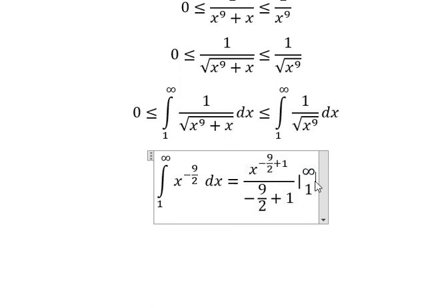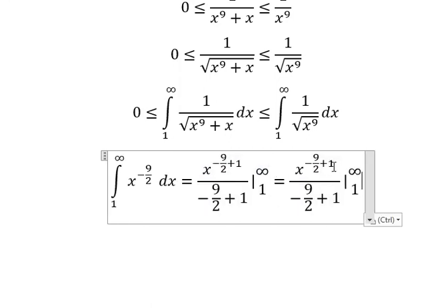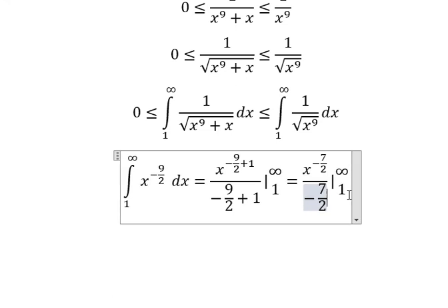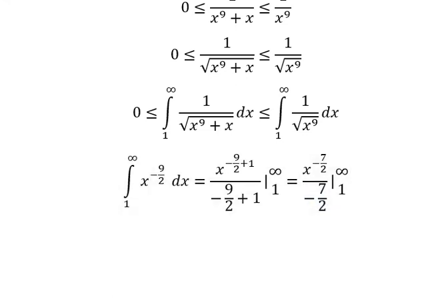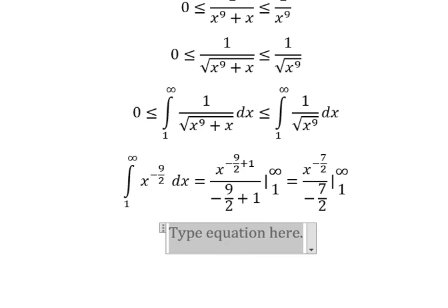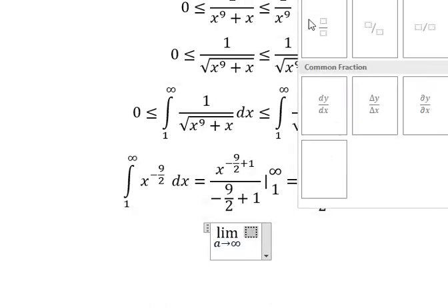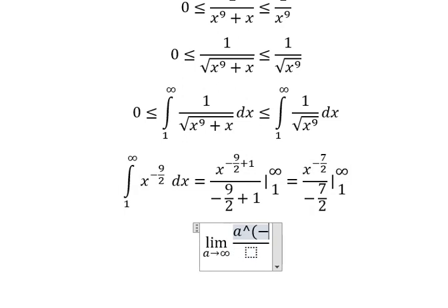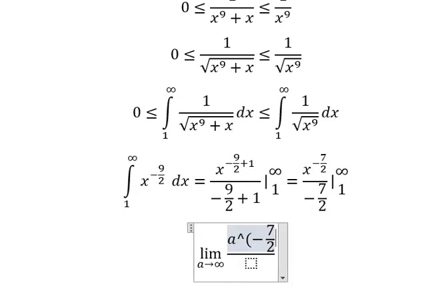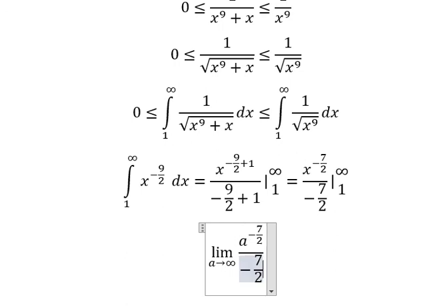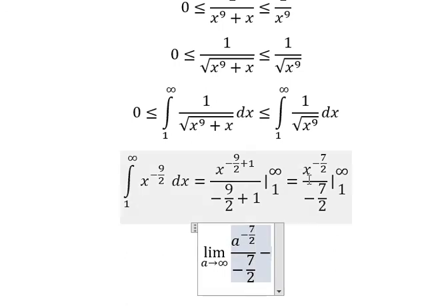So we simplify this one and we will have negative 7 over 2. Similar for this one. For infinity, we can put a limit. So we have the top, and I will put a limit as a approaches positive infinity. So we will have a to the power of negative 7 over 2 minus the bottom, so we put number 1 in here.